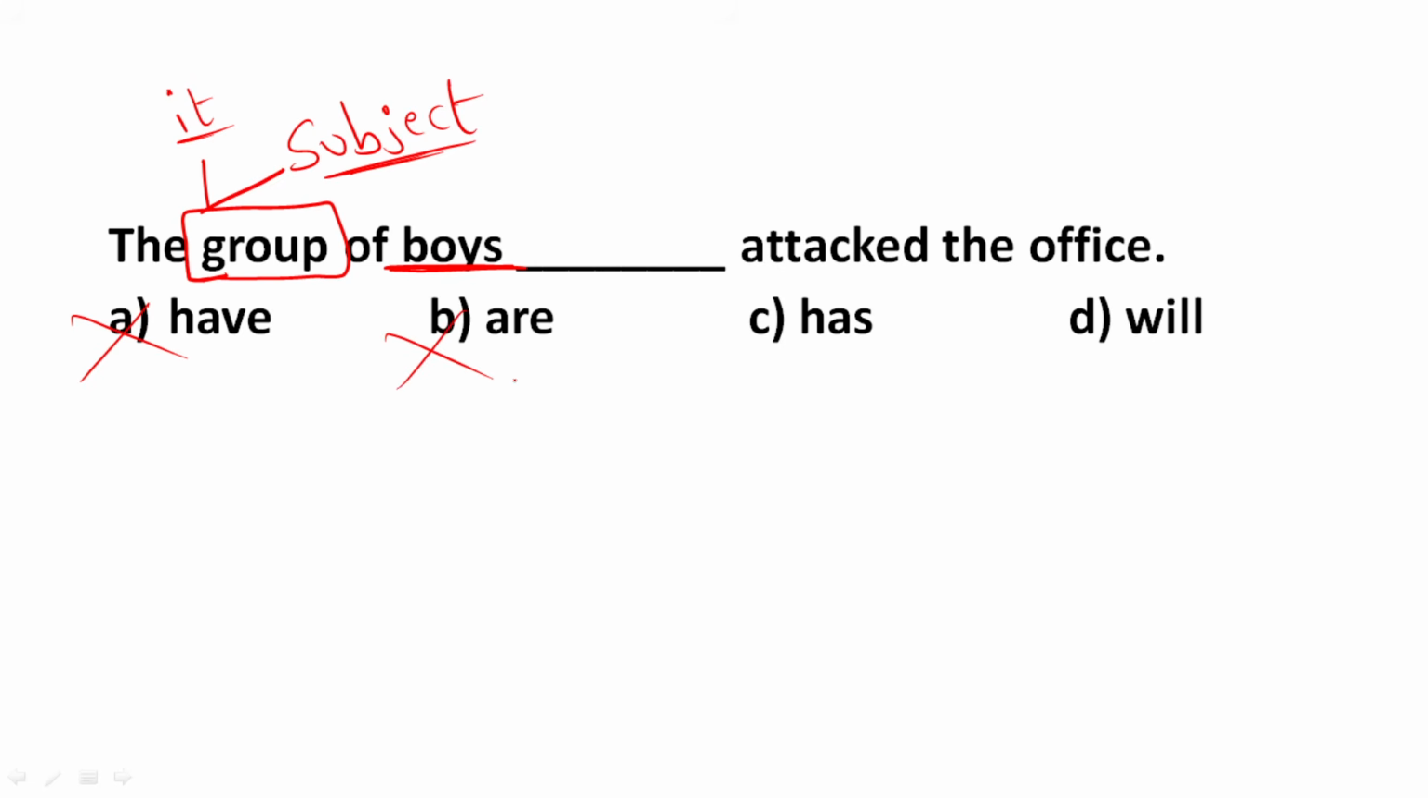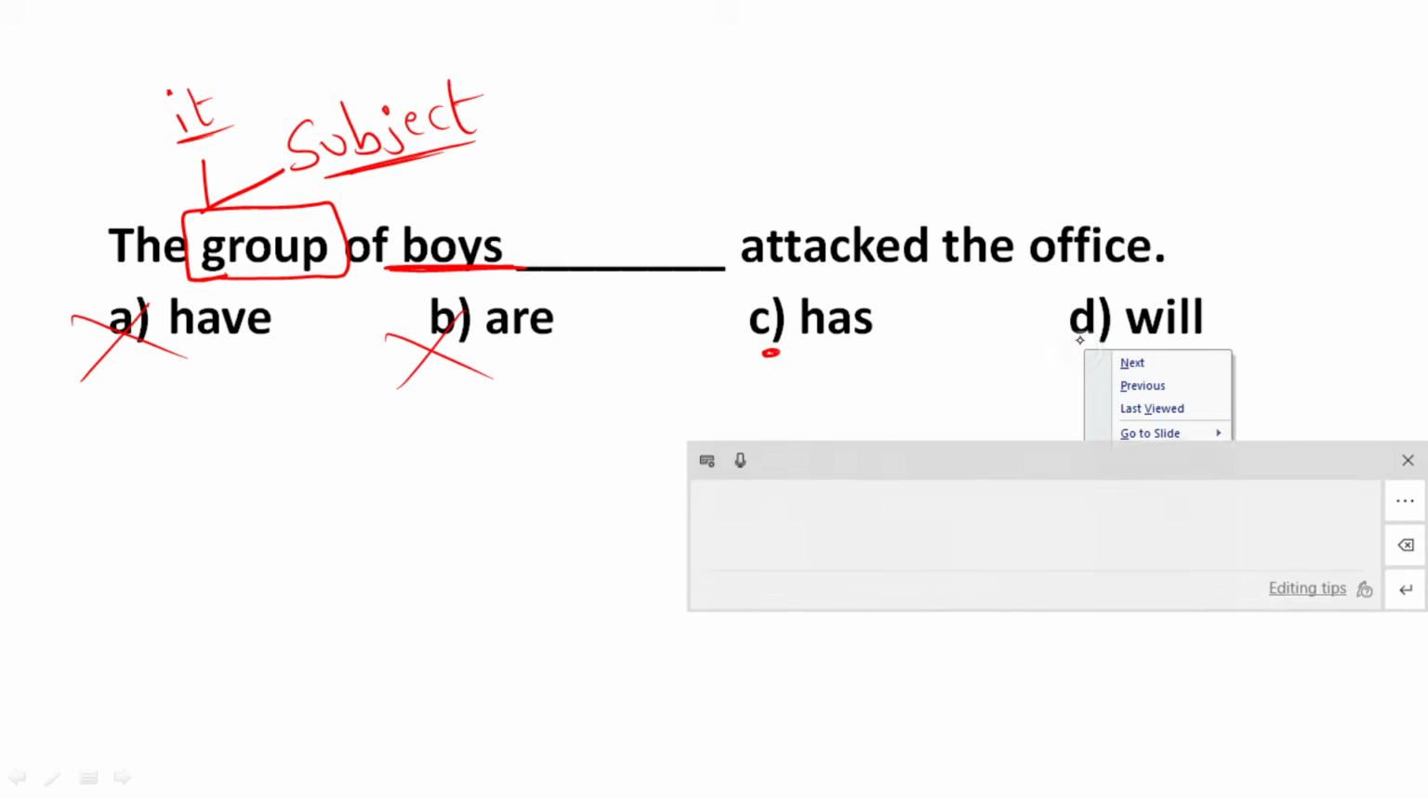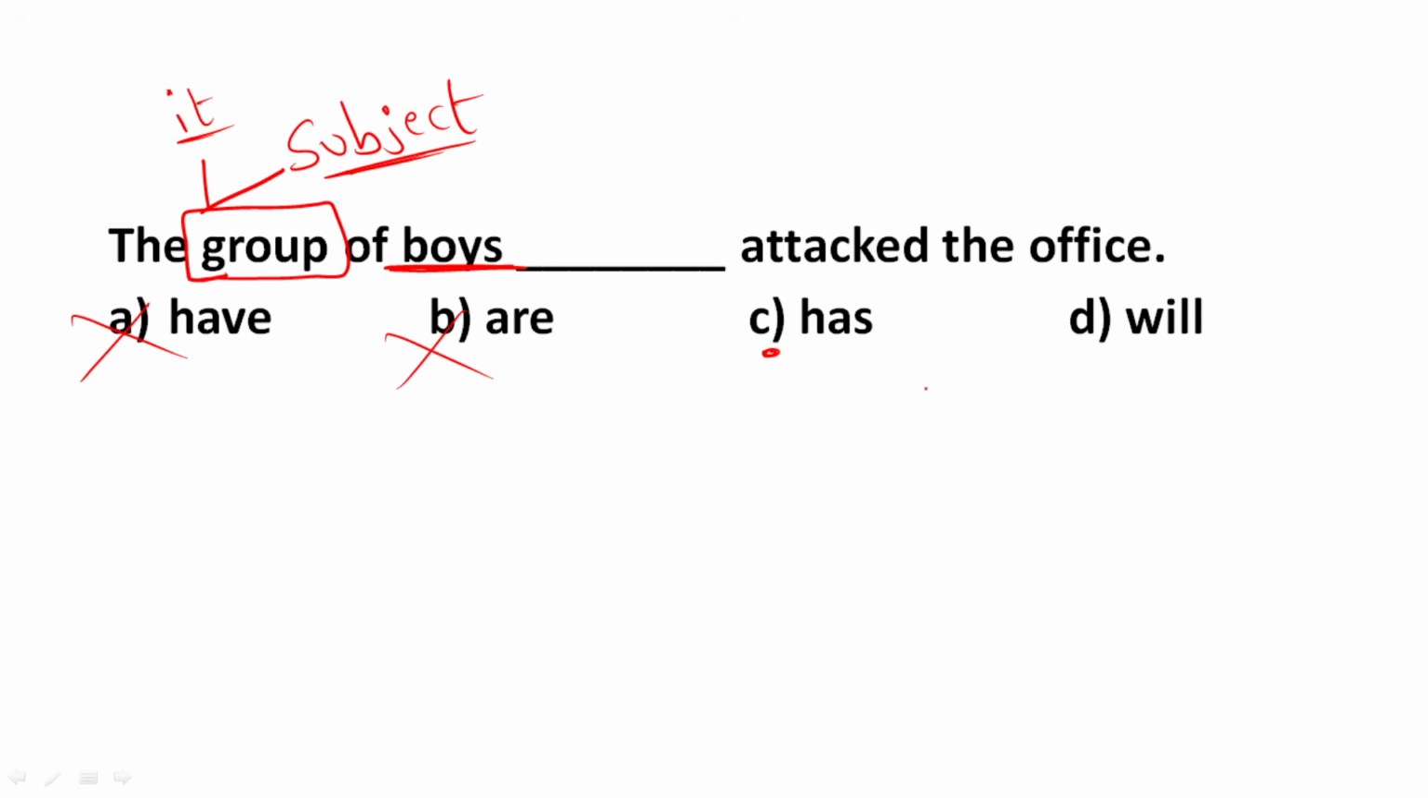Can I use are? No chance. I cannot use group are. Now the remaining two options are: I may use has, I may use will. Both have some chance. Now how do I decide it? That can be decided based on the verb. What is the verb here?